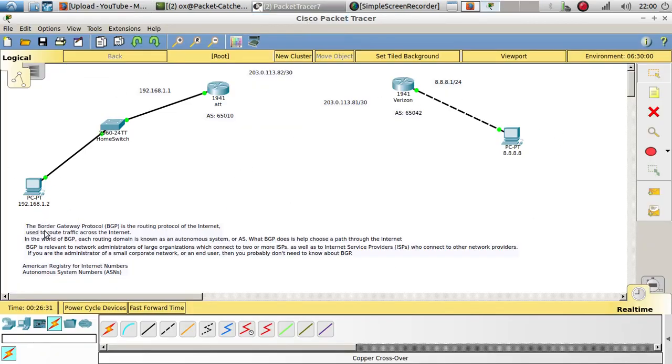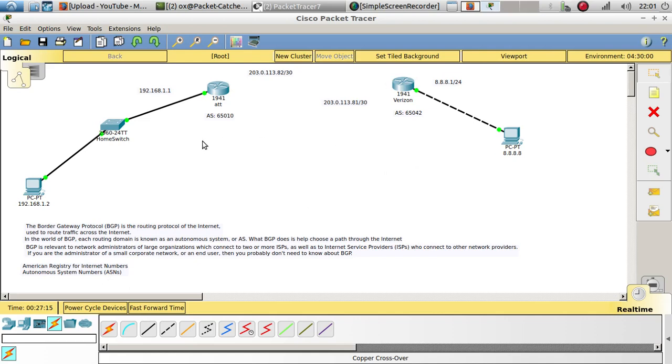So let's go ahead and talk about what we're going to do on this network. We're going to do BGP, which is the Border Gateway Protocol, the routing protocol of the internet used to route traffic across the internet. It's the only external routing protocol, because remember, OSPF, EIGRP, IS-IS, and RIP are all internal protocols. BGP is the only external protocol, remember that. And BGP uses autonomous system numbers to connect with each other.